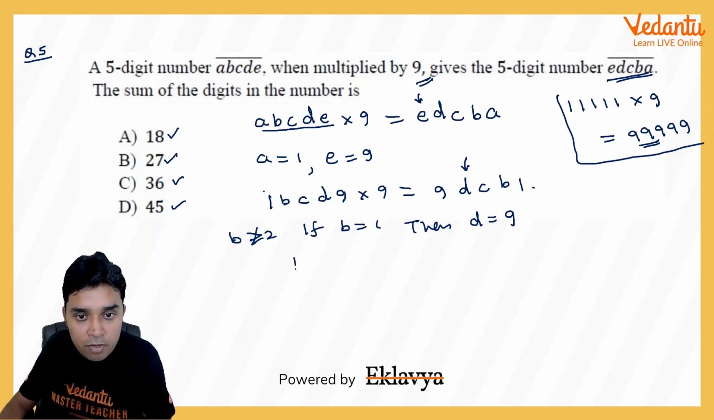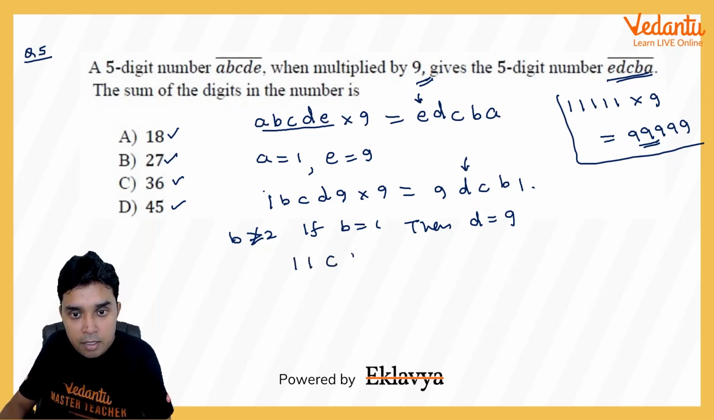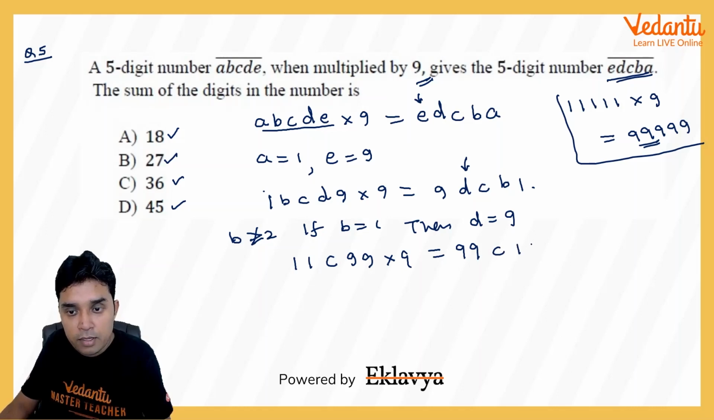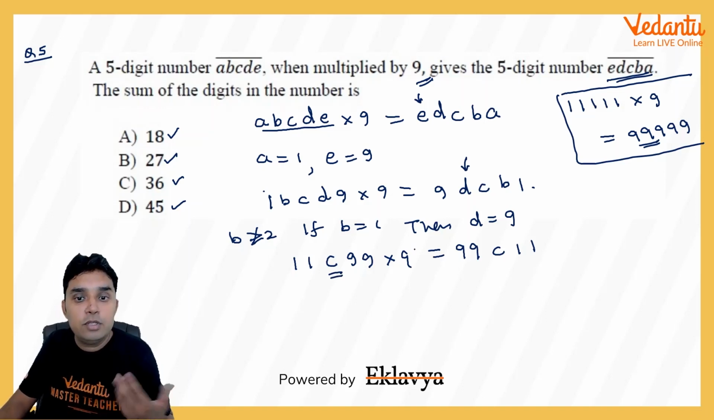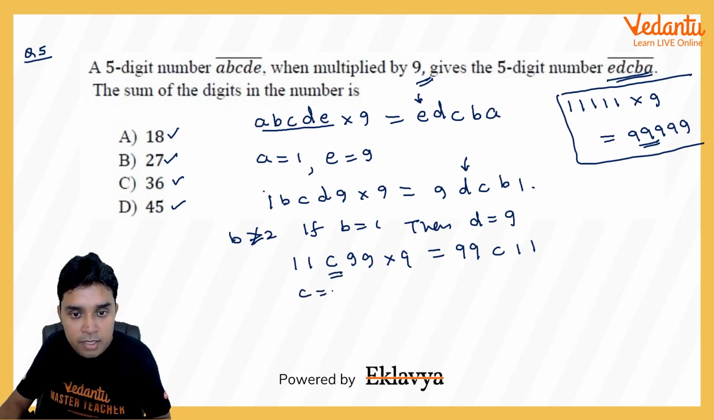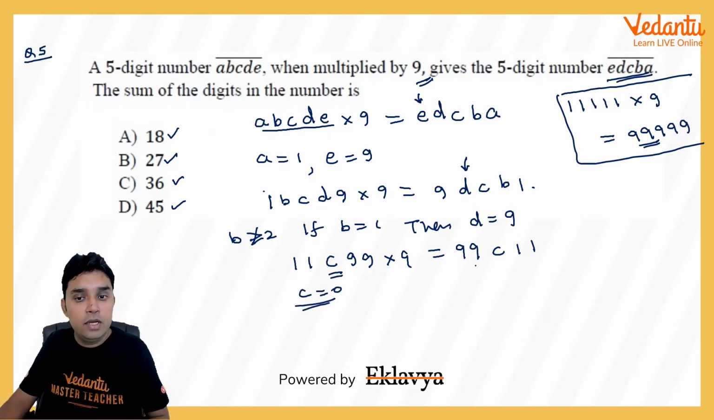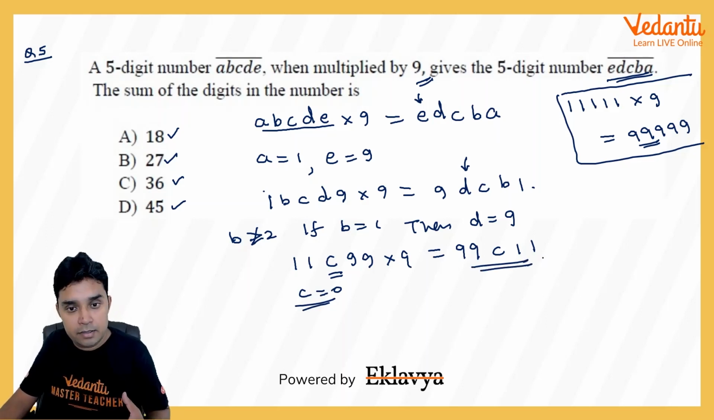So our number will become 11C99 into 9, and it should give you 99C11. Now because of this product here, you can see this C can be 0 only. Then only it is possible to have a product that will be of 5 digits.